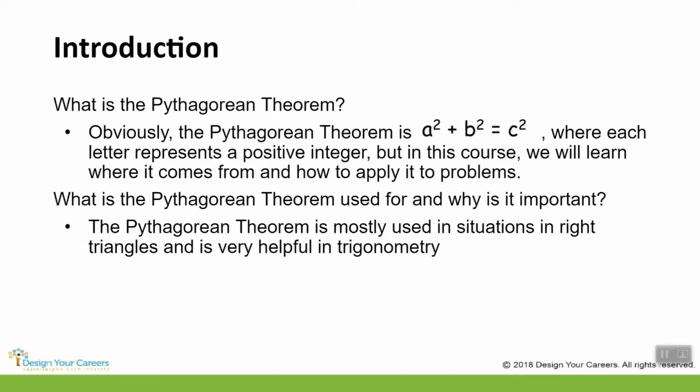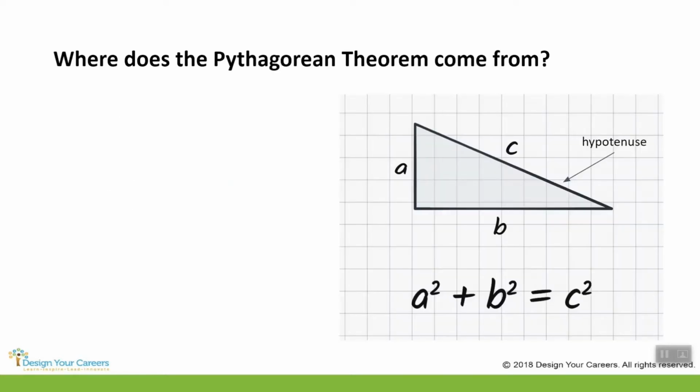Introduction. What is the Pythagorean theorem? Obviously, the Pythagorean theorem is a squared plus b squared is equal to c squared, where each letter represents a positive integer. But in this course, we will learn where it comes from and how to apply it to problems. What is the Pythagorean theorem used for and why is it important? The Pythagorean theorem is mostly used in situations involving right triangles and is very helpful in trigonometry.